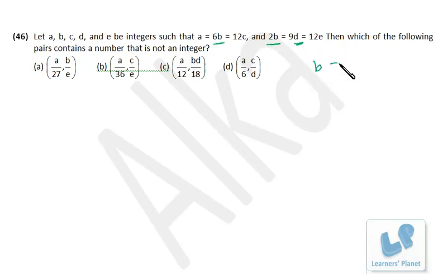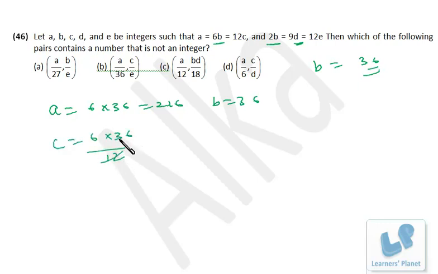So suppose I assume B to be 36. Randomly I'm just taking B as 36. Now A will be what? 6 into 36. That's 216. B we already know, that's 36. C will be 6 into 36 by 12. So that's 18.